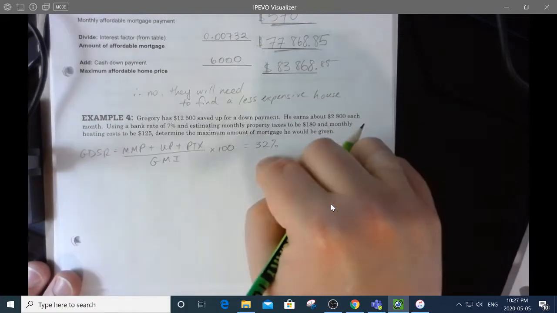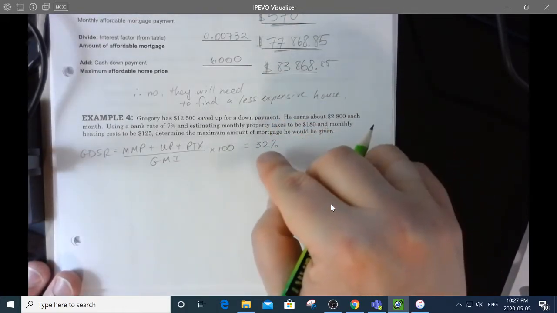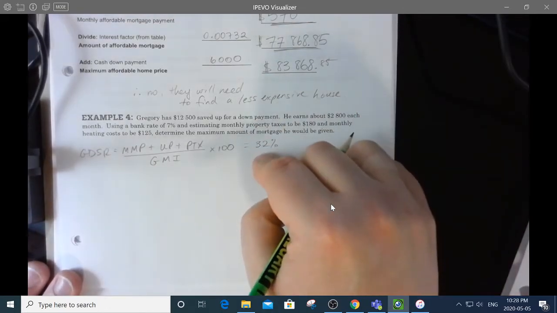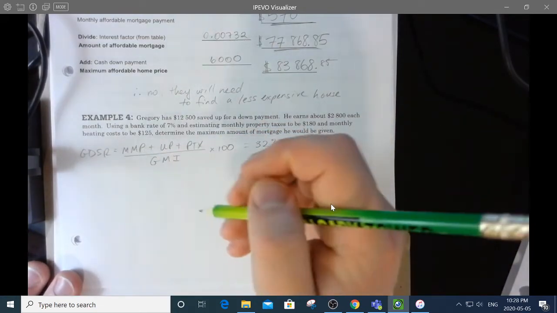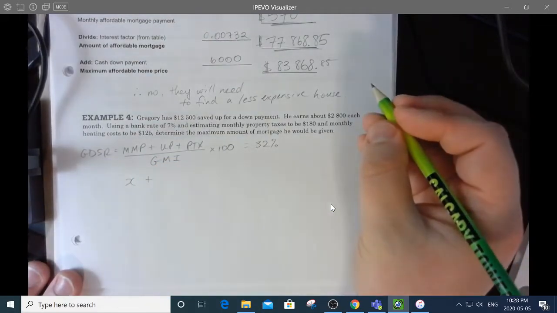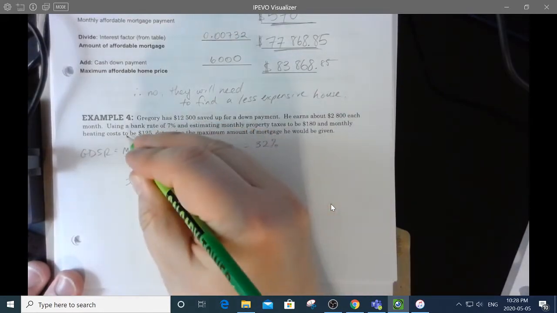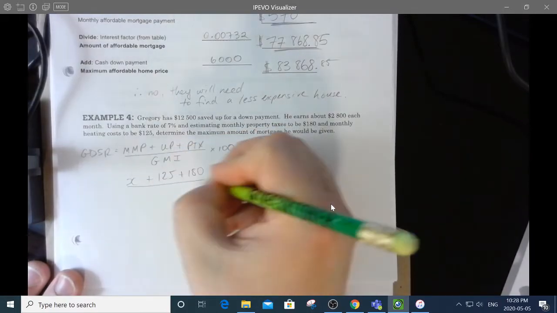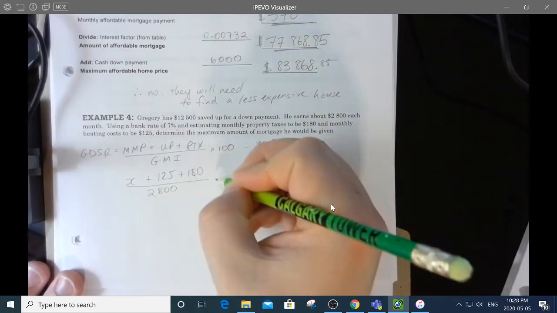So here's what I know. In the first part of this lesson, we were calculating this number and then comparing it to 32. Well, I know that this is the number I want here, and I actually know all but one of these numbers. I don't know the monthly mortgage payment. Let's call that X, which is what you do in math when you're solving for an unknown number. The utility payments is 125, right? That's the heating cost. The property taxes is 180. And the gross monthly income is $2,800 a month.